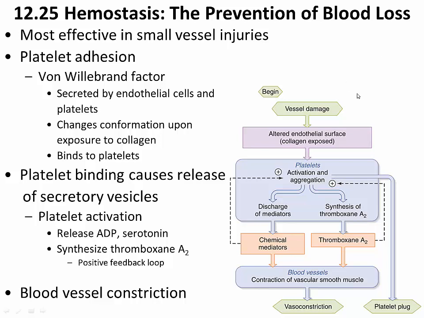If we look at our little diagram here, we have vessel damage and exposed collagen. The exposed collagen binds von Willebrand factor, which causes the binding of platelets. That causes the platelets to undergo the release reaction, releasing ADP, serotonin, and thromboxane A2. These compounds do two things. They cause the contraction of vascular smooth muscle and vasoconstriction, restricting blood flow to the site. And they recruit other platelets to undergo a platelet release reaction. Over here to the side, we see that eventually this leads to the formation of a platelet plug once we add in the fibrinogen that we'll talk about on the next slide.